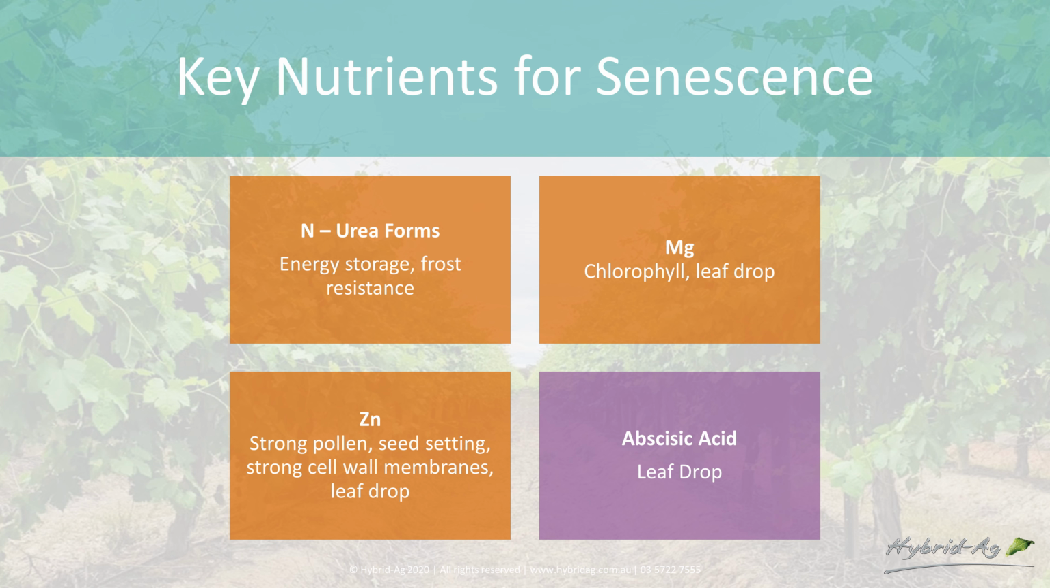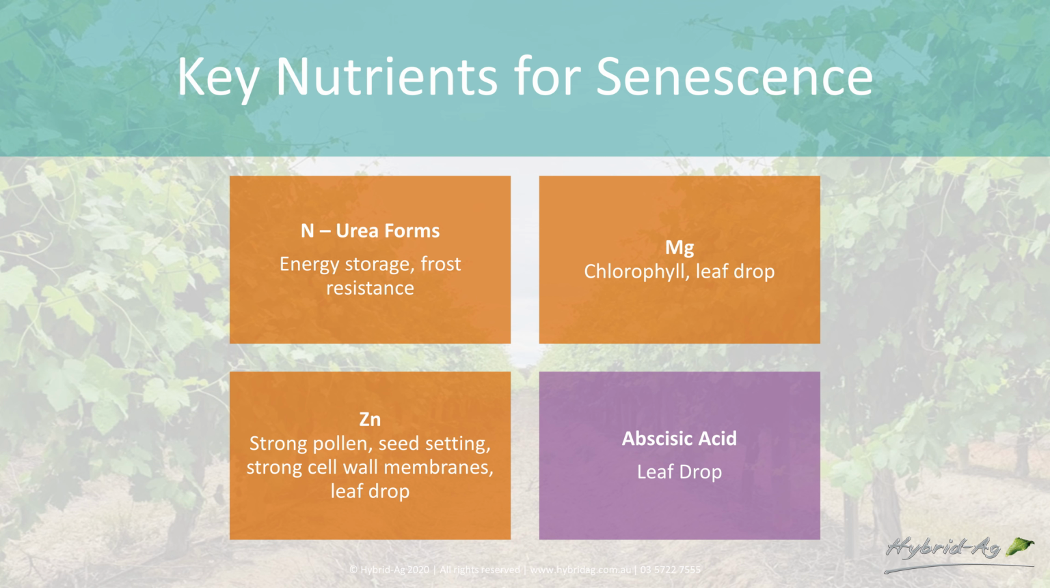So all of these nutrients are important, and they can also assist in speeding up the leaf drop process. And they're commonly used, particularly urea, through the industry for that very purpose.